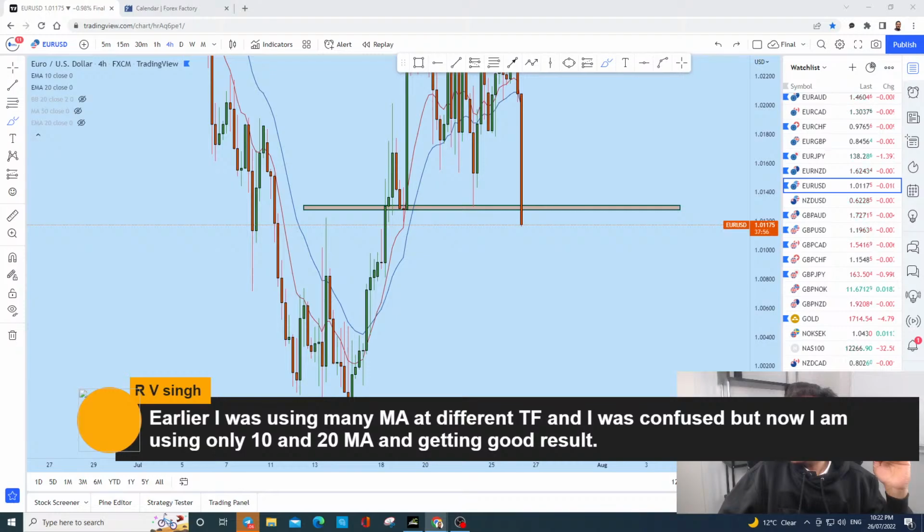RB Singh says earlier I was using MA at different time frames. Okay, yeah, the 10 and 20 period moving average is also my favorite. Awesome, Chindi, thank you, always inspiring us.